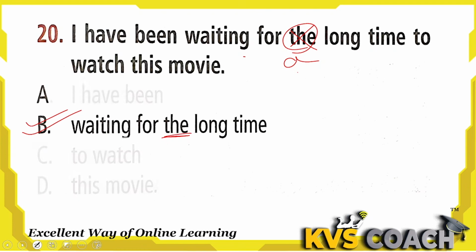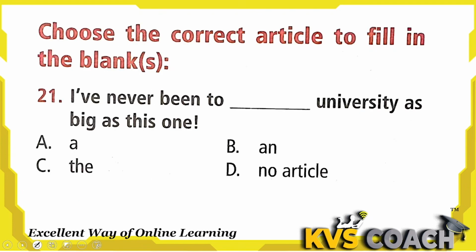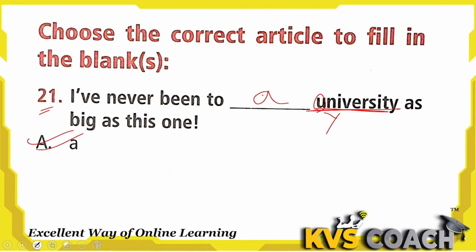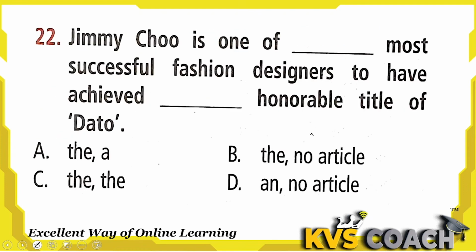Next is, choose the correct article to fill in the blanks. Question 21 is, "I have never been to dash university." I told you for "university" what we use here: there is a y sound, so we use "a," not "an," because it is not a "u" sound being mentioned, it is a "y" sound. A university as big as the one. A is the right answer.